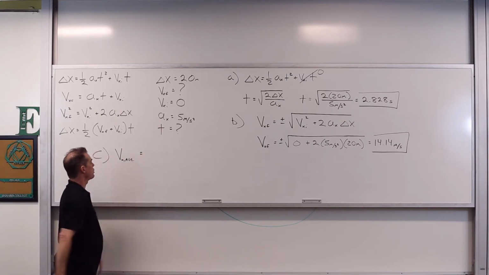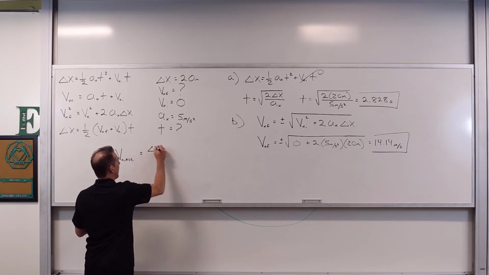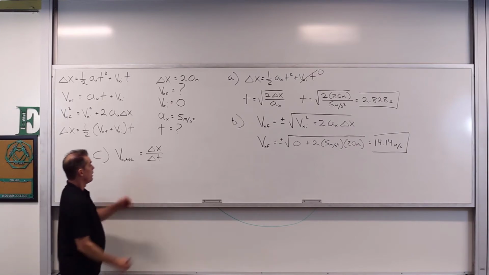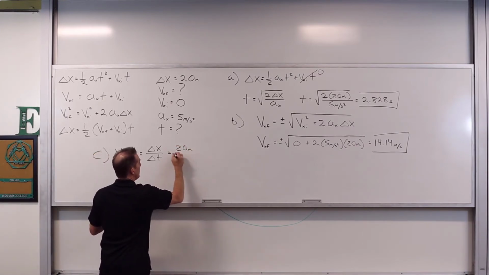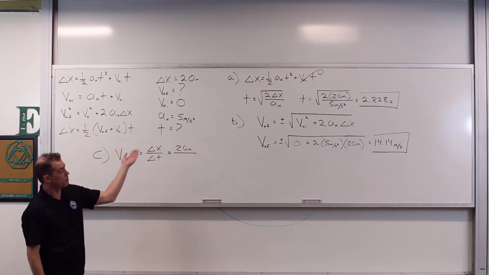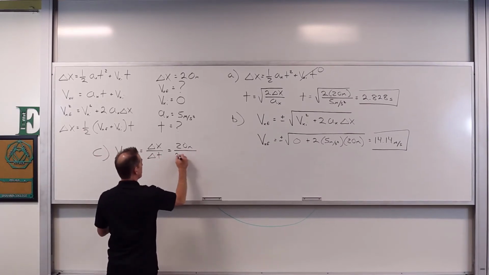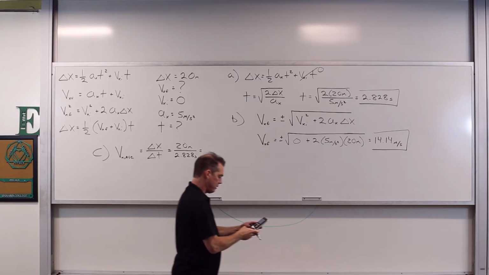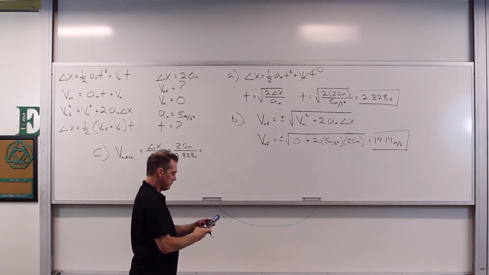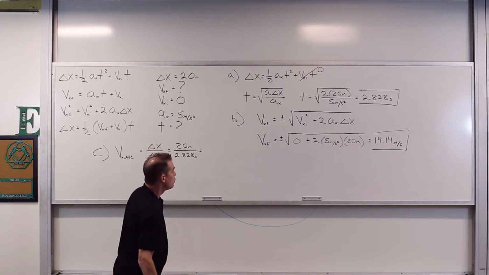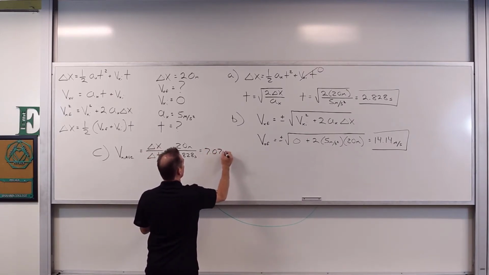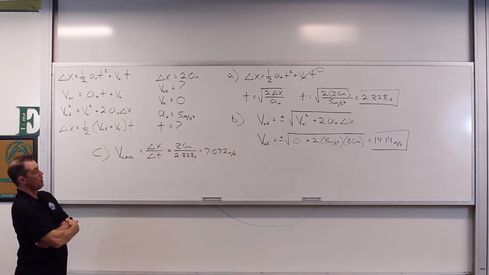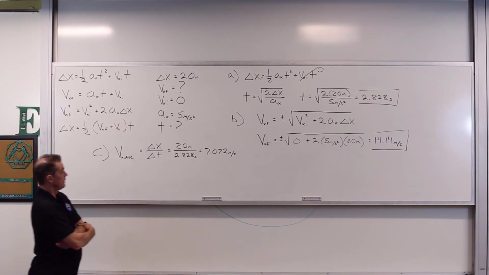Well, we know that by definition, average velocity is delta x divided by delta t. So that's all that we've got to compute here. We know that delta x is going to be 20 meters, and we figured out already how long it takes this object to move that 20 meters, 2.828 seconds. So we can go ahead and calculate that out, and we've got 20 divided by 2.828, and that gives me 7.072 meters per second. So there we go.